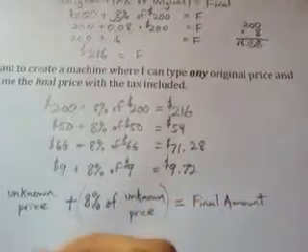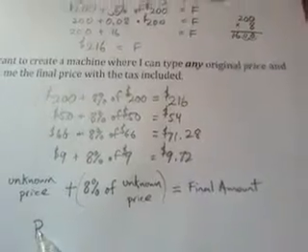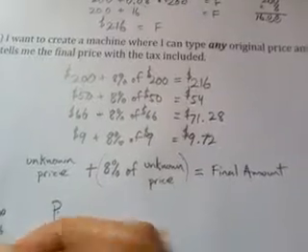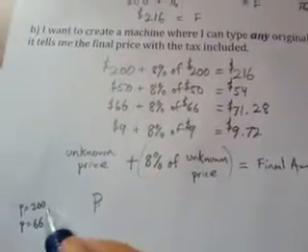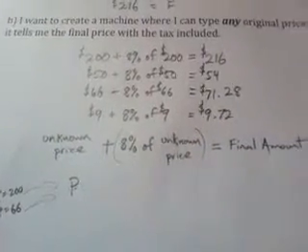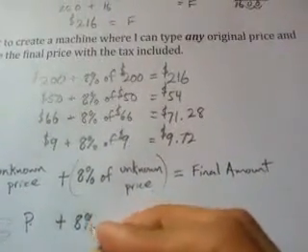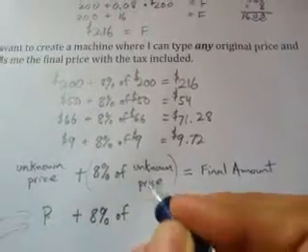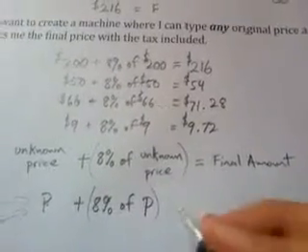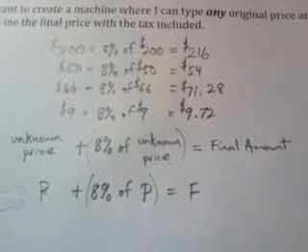So, I'm going to write it as, let's use the letter P. So, this P, right, it could be anything. I could say, oh, P is equal to 200, or P is equal to 66, right? I get to choose, and I will plug in what that P is. But right now, I don't know what it is. So, I'm going to let it be open and just call it P. And what am I adding? I'm going to add 8% of that P, the unknown price. Again, let me put parentheses. And that's going to equal my final amount or final price. And let's just call it F, because we've been calling it F.